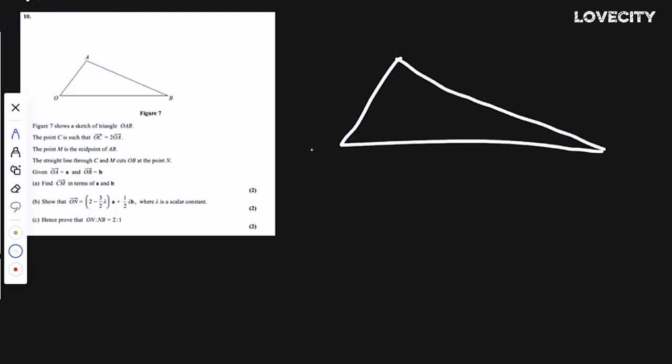So first of all, most important thing, we need to draw a diagram. So figure 7 shows us a sketch of triangle OAB. So let's draw OAB on our own. And I recommend redrawing their diagrams just so it's bigger and something you can annotate quite easily.